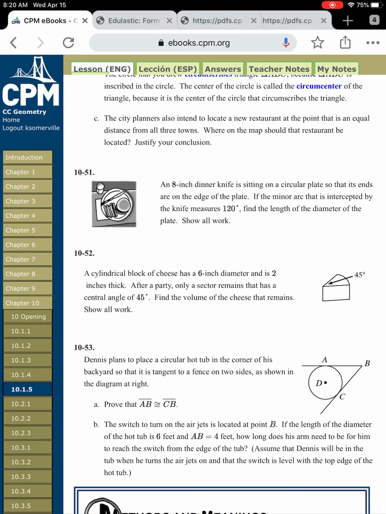For the non-optional problems, which are 51, 52, and 53, you'll still be required to think a little bit outside of the box, but you'll be able to use all those things you've been working on with properties of circles and the different things that we've learned in chapter 10.